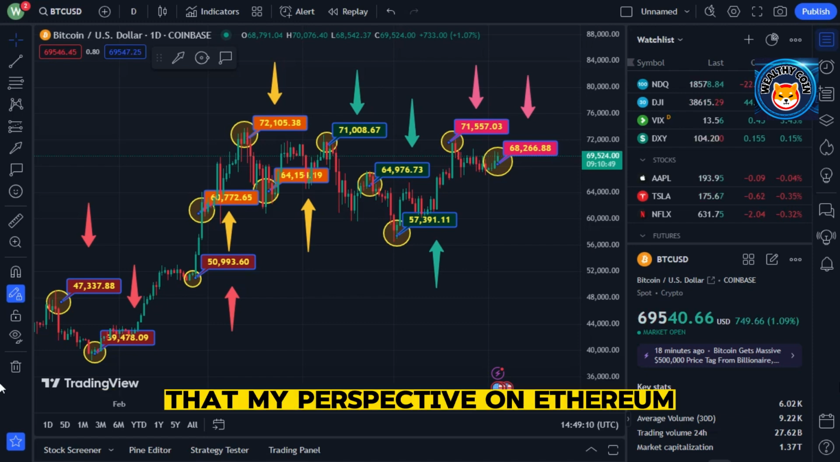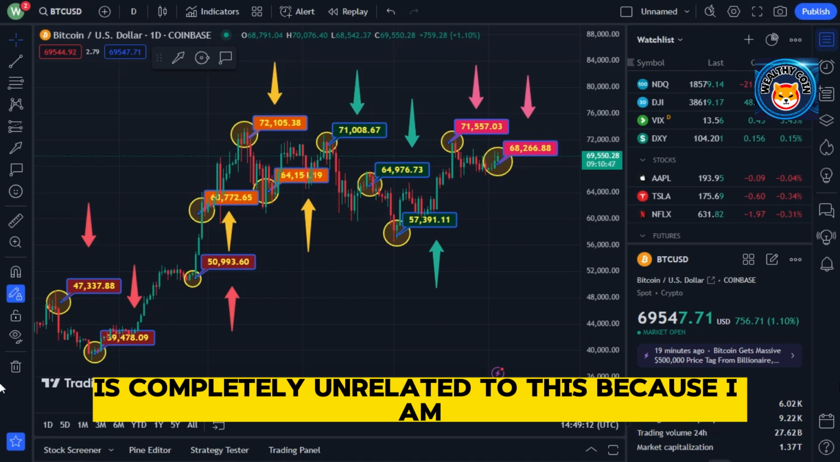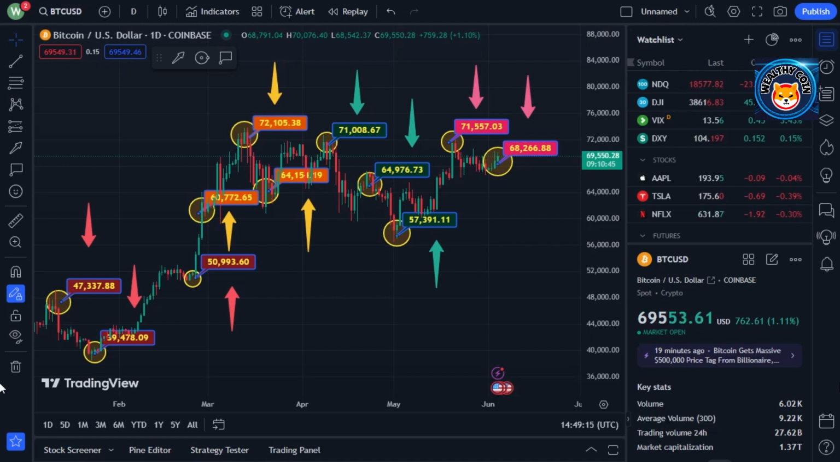All right, keep in mind that my perspective on Ethereum is completely unrelated to this because I am a shorter-term trader.